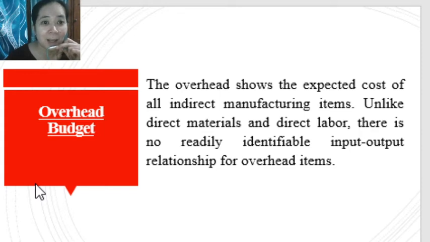Unlike direct labor and materials, there is no readily identifiable input-output relationship for the overhead items. This is the normal nature of manufacturing overheads. Although they are indirect, in most cases the production process cannot do away from spending or incurring these types of costs. That's why we consider them as part of manufacturing items.